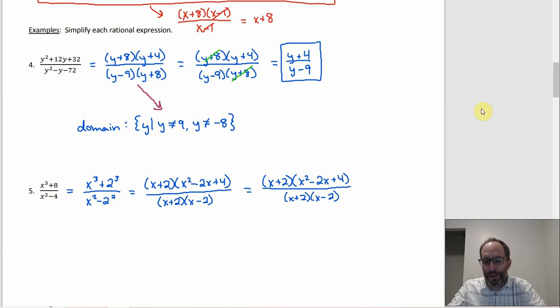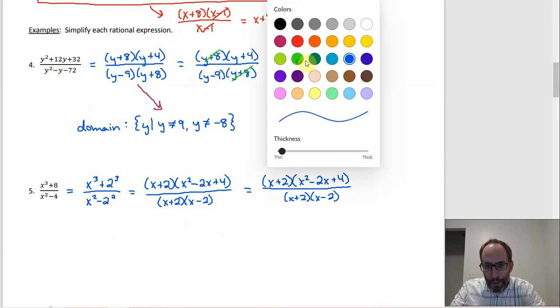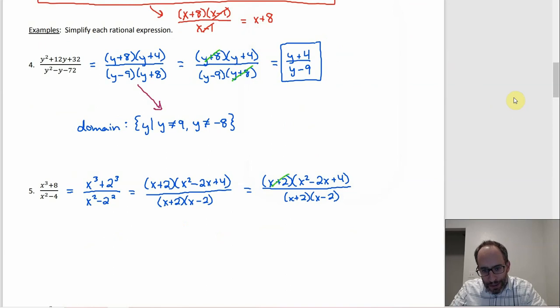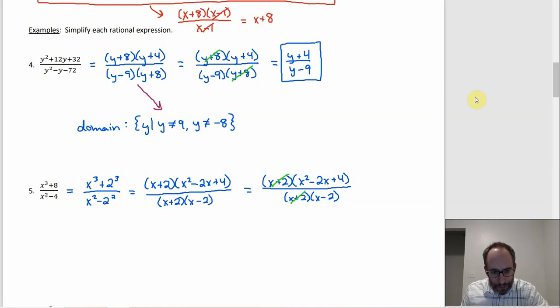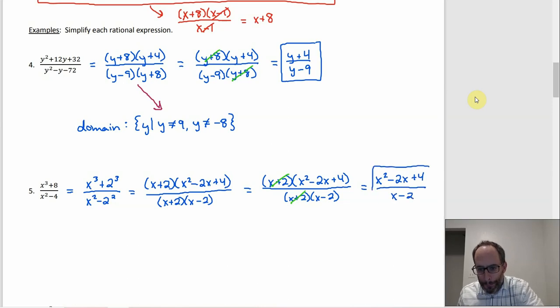And just looking at that, you can't factor the x squared minus 2x plus 4 any further. It would be impossible to get a middle term that close to 0. But we can cancel out those x plus 2's. So it looks like what we're going to end up with is x squared minus 2x plus 4 over x minus 2. And there we go. There's our answer.